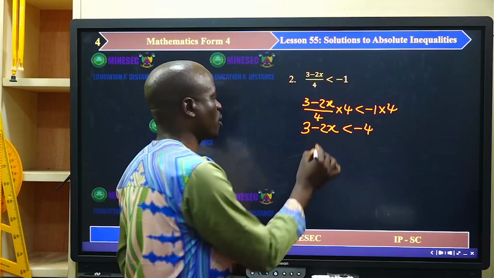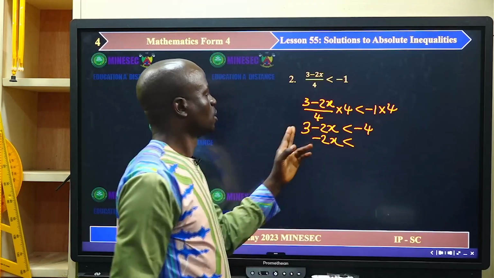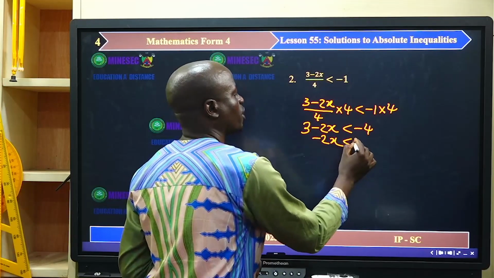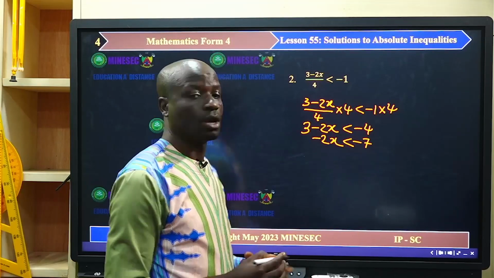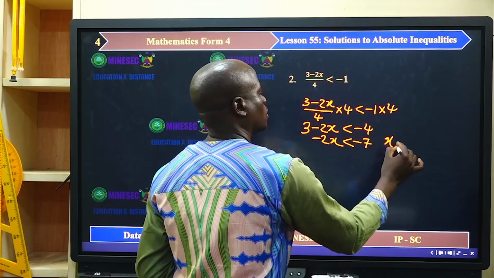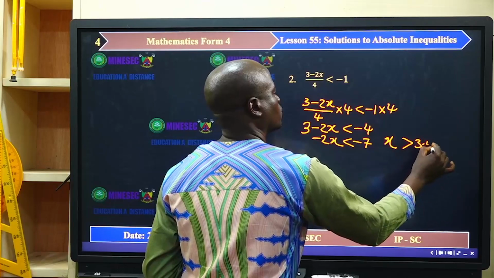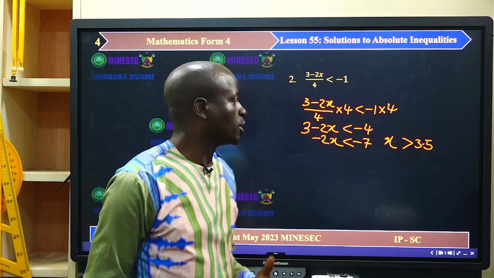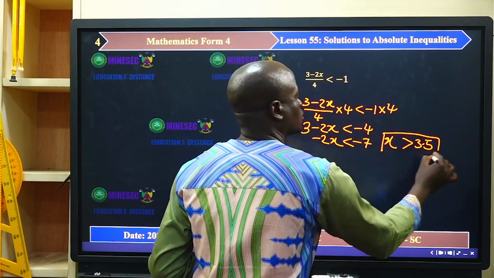We combine like terms. So negative 2x is less than, we bring 3 this way, we combine 3 with negative 4. So we will have negative 7. When we divide both sides of the inequality by negative 2, we will obtain x is greater than 3.5. Observe that we are dividing by a negative number, so the inequality sign has been reversed. This is what we obtain.